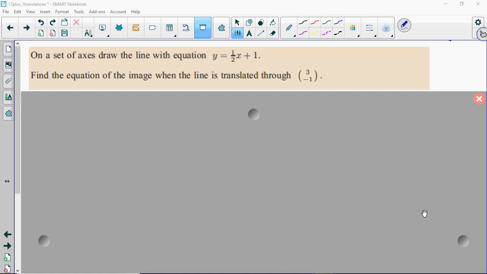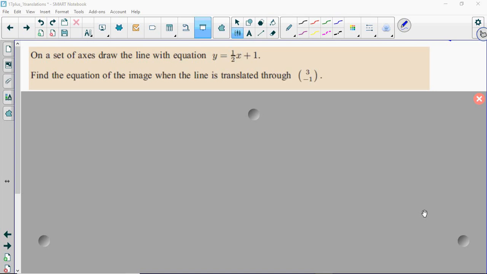So now let's talk about graphs. We've got a linear function here, 1/2 x plus 1. And we're going to translate this whole graph along the vector 3, -1. We want to try to find the equation of the new graph that we're going to draw.